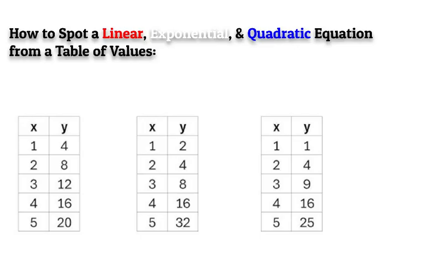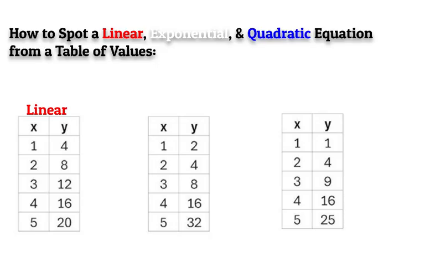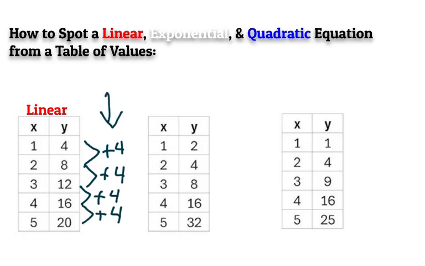Now I want to show you how to spot a quadratic function from a table of values. Before we do that, let's review a linear and exponential table of values and how you spot those. So first we'll talk about a linear table of values. Linear table of values is easy to spot because the y values go up by addition or they go down by subtraction. In this case, they're each going up by +4. So that's a linear situation.